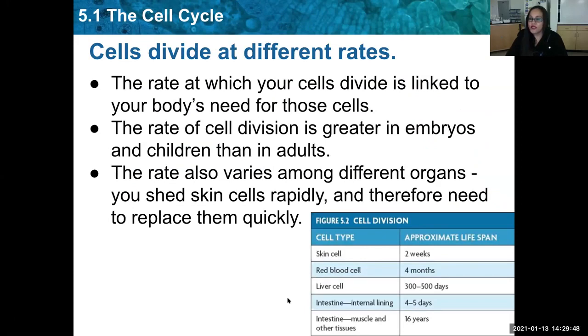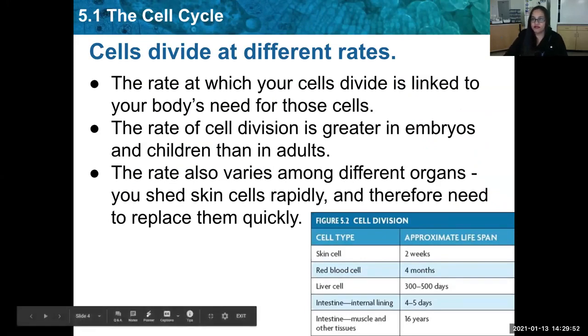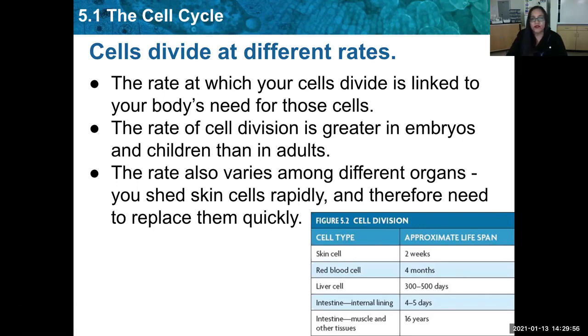Cells divide at different rates. Some divide really fast. Some divide really slow. The rate at which your cells divide is linked to your body's need for those cells. The rate of cell division is greater in embryos and children than in adults. Embryos and children are still growing, so they need their cells to divide more rapidly than adults do.